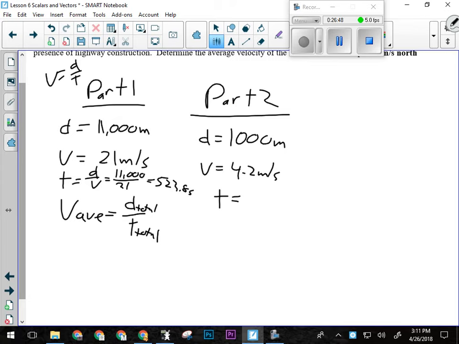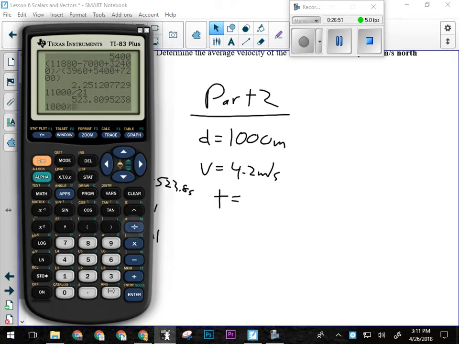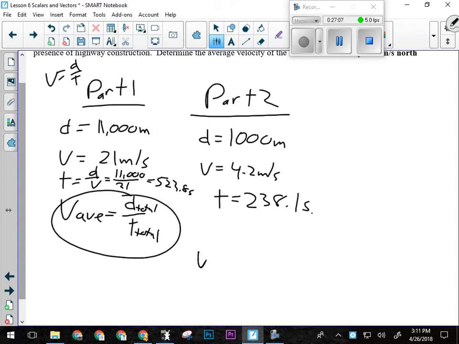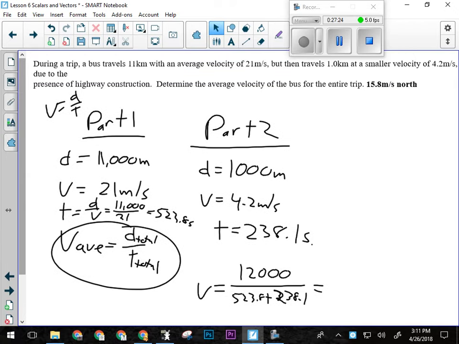Okay, and then I got to do the same thing over here. I'm going to go 1,000 meters divided by 4.2. All right, so that's going to be 238.1 seconds. All right, now I've got distance for each part, time for each part. Now I can do this calculation. So my average speed will be 12,000 meters, because that's how far I went in total, divided by 523.8 plus 238.1. Okay, so when I punch those in, I should get an average speed of 15.8 meters per second north.